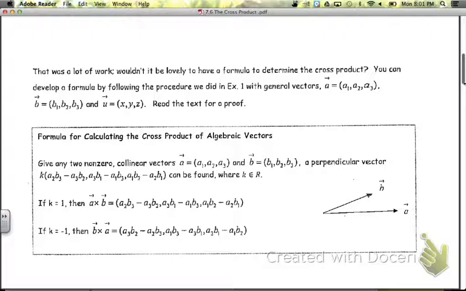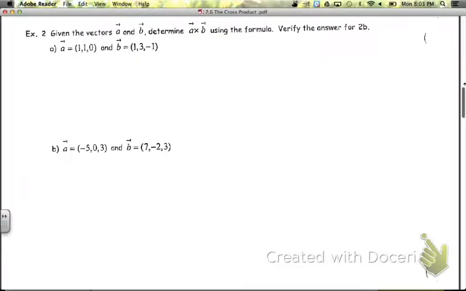That's nice and dandy, but really, how do we use this? Let's go ahead and look at a couple of examples. Given our vectors A and B, we want to determine the cross product between A and B using our formula, and then we will continue looking at further examples.